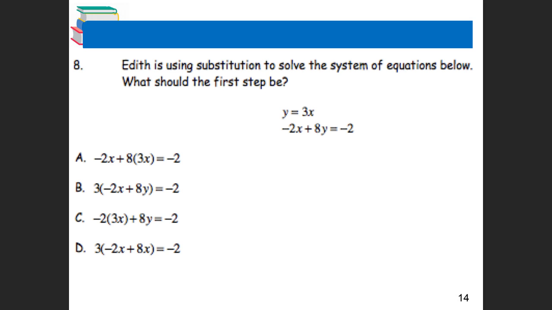The next one, it says, Edith is using substitution to solve the system of equations below. What should the first step be? Well, if I'm looking at this one, the first step I would do in this problem using substitution is I'd substitute the 3x where the y is. So I'm going to put it right there. So this would end up being negative 2x plus 8 times 3x equals negative 2. So what does that give me? Letter A for my answer.